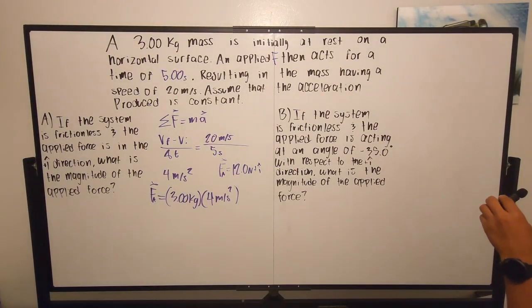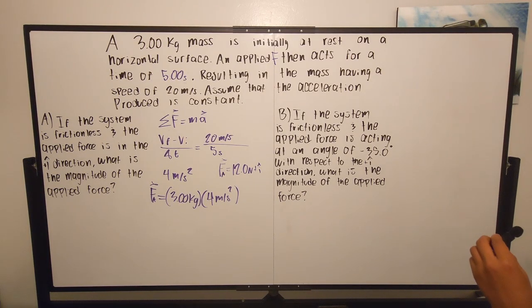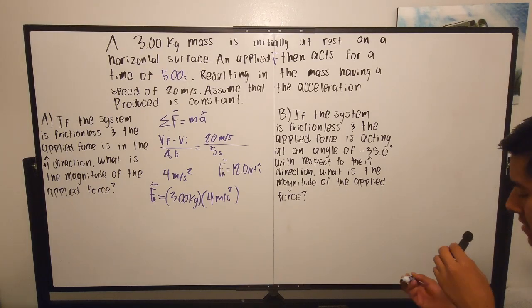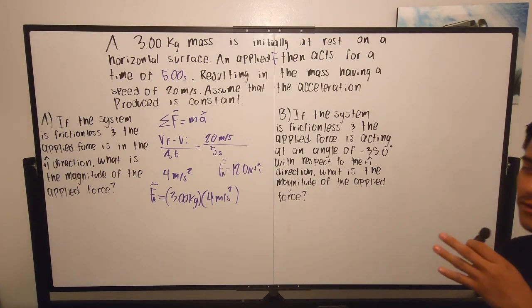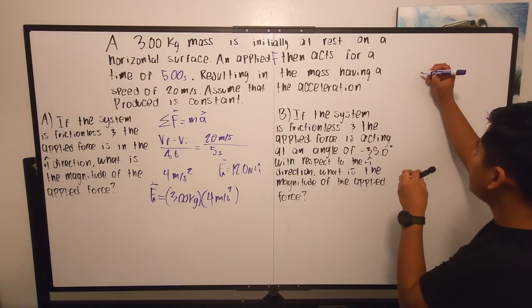Part B says if the system is frictionless and the applied force is acting at an angle of negative 35 degrees with respect to the positive I-hat direction, what is the magnitude of the applied force? So to do this one, we're pretty much going to do the exact same thing, or it's going to be a bit different.